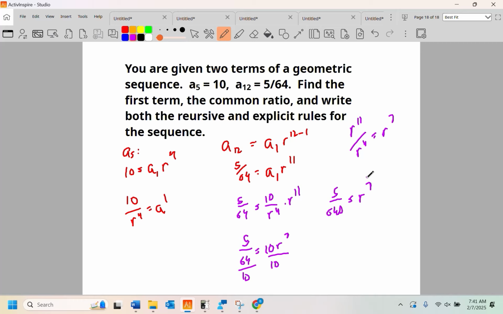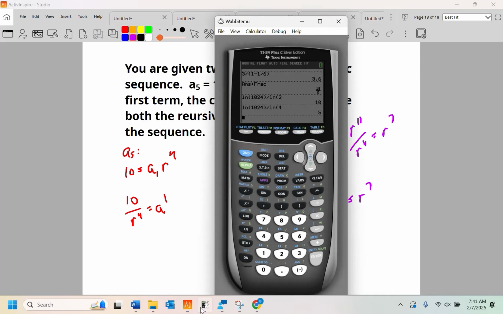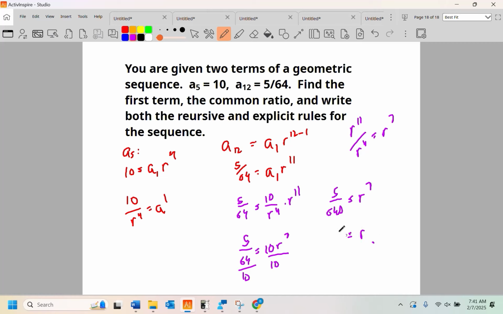And let's go see what the ratio is. Well, 5 over 640, by the way, does reduce. It's 1 over 128. But, you know, whatever. You don't have to do all that. The opposite of the 7th power is the 1/7 power. So take 5 over 640. You didn't realize it reduced. Raise it to the 1/7 power, and you'll have your ratio. And it should be a half. And it is. Don't ask me how I know that. I just know these things. So r is a half.